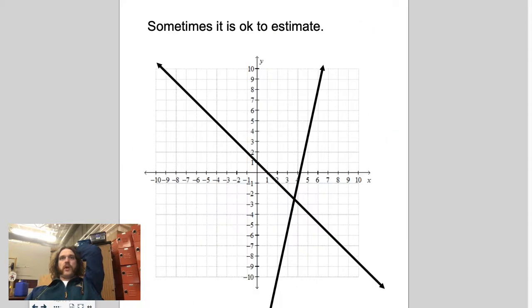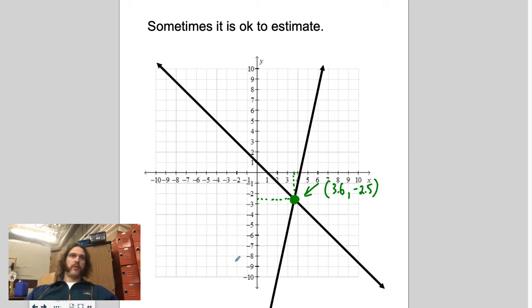It is also quite possible that on some of your graphs, you will not get exact answers. You're going to get stuff that looks like this. If that's the case, you just estimate. So if I trace this up here, it looks like maybe 3.6 on the x-axis, and trace this over, it looks like about negative 2.5 on the y. So it's okay to estimate. It still gives us an idea of the solution to the system, even if it doesn't fall on a perfect grid line.